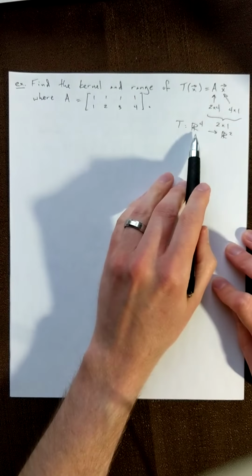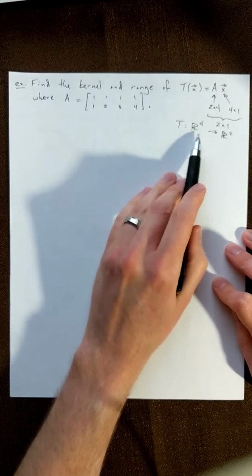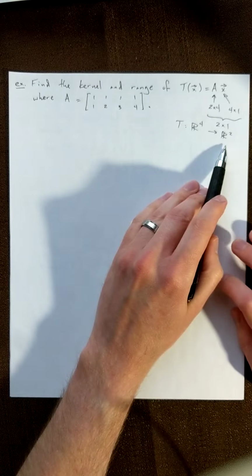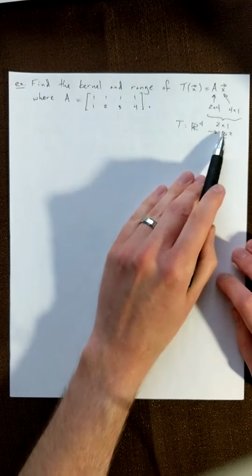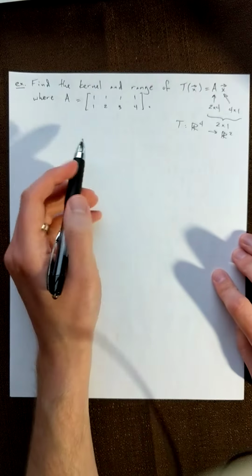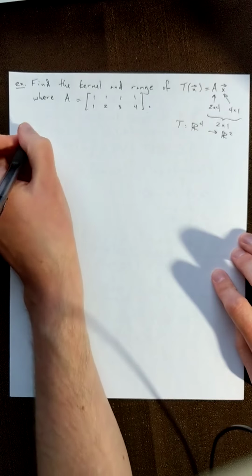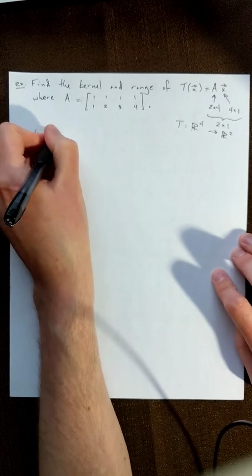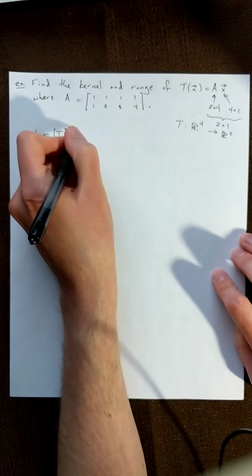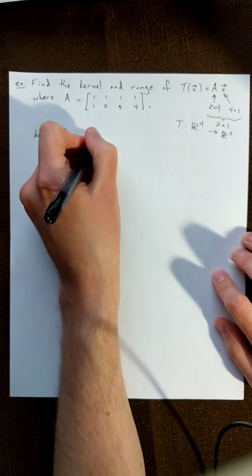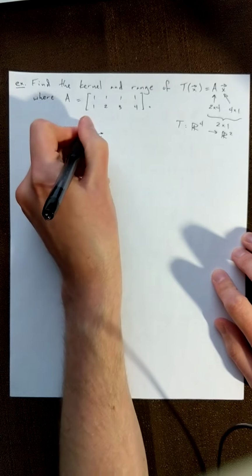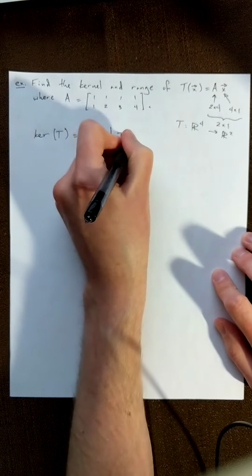So our kernel should be living inside of R4. Our range should be living inside of R2. So let's start off by looking at the kernel. Kernel of T is the set of all vectors V, where T of V is the 0 vector.